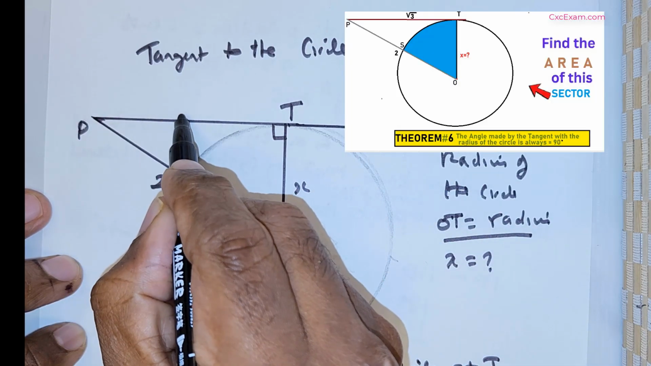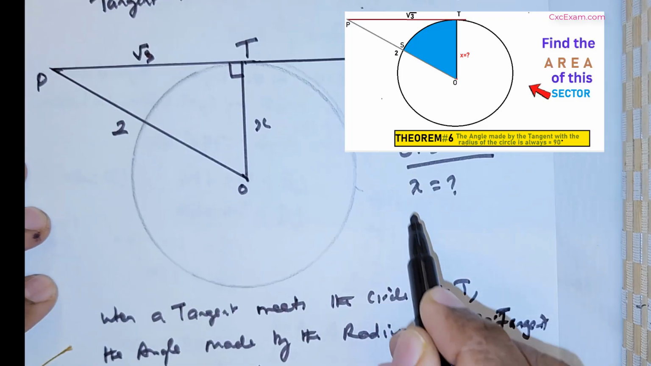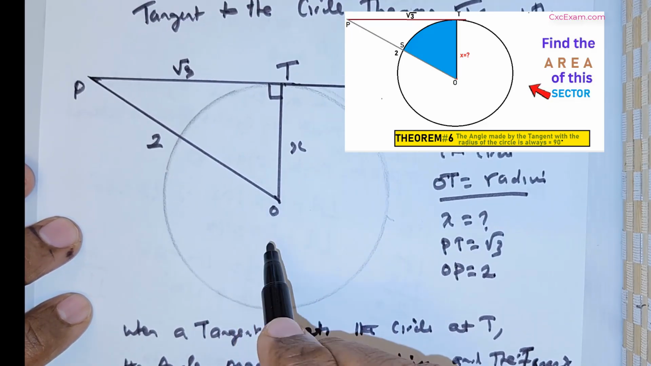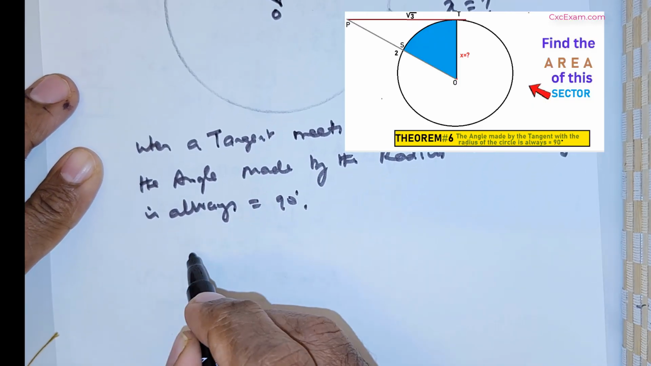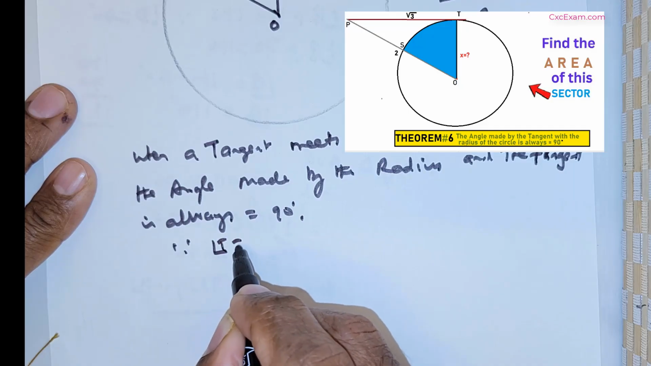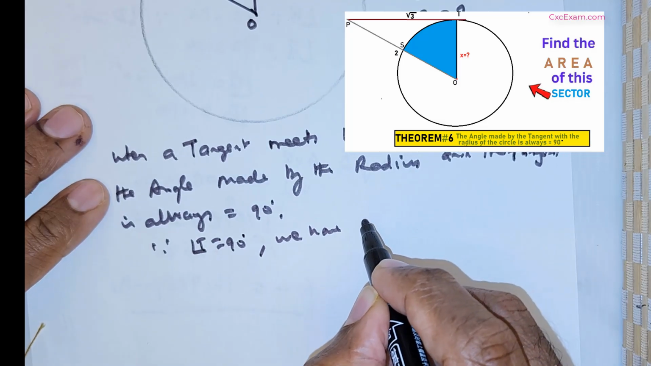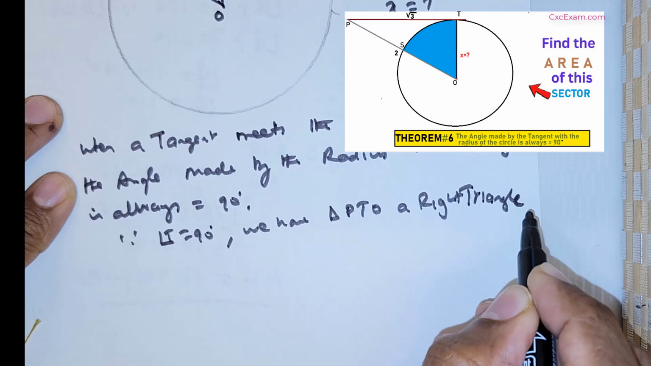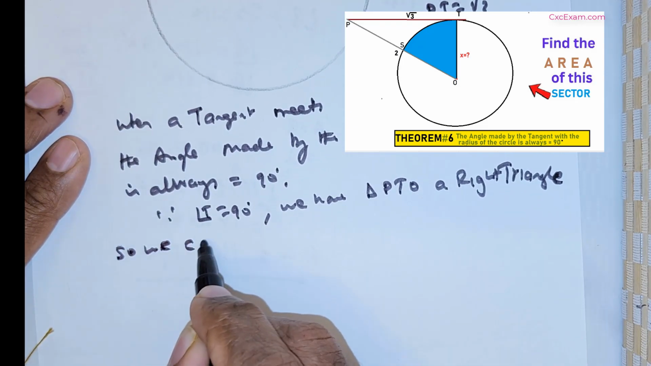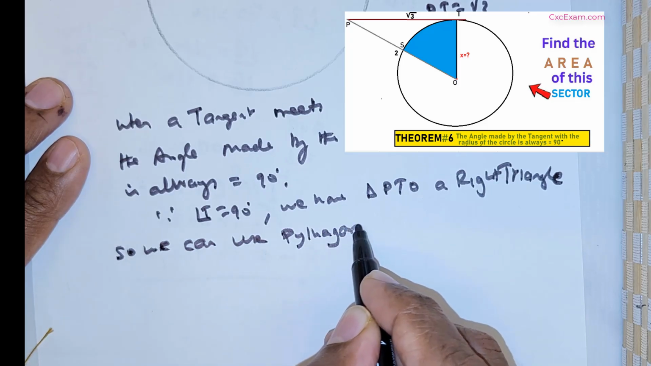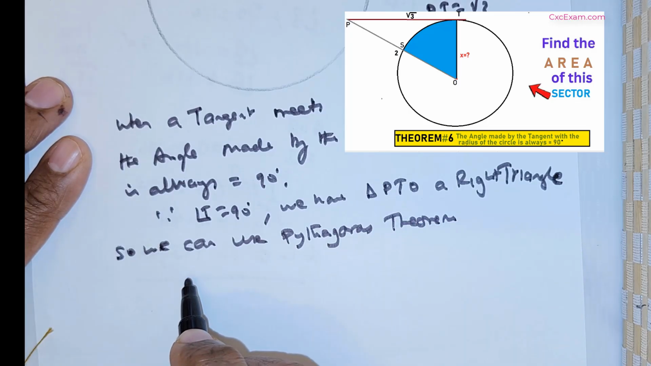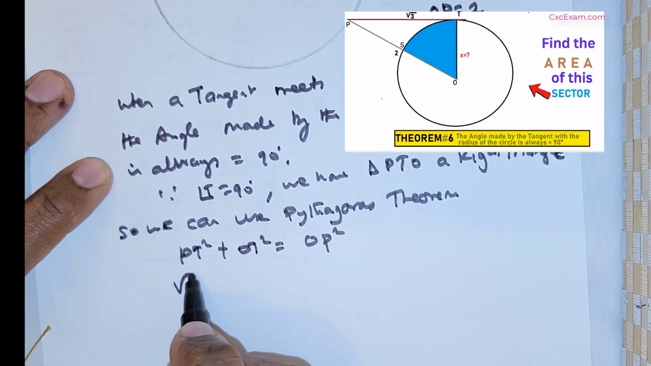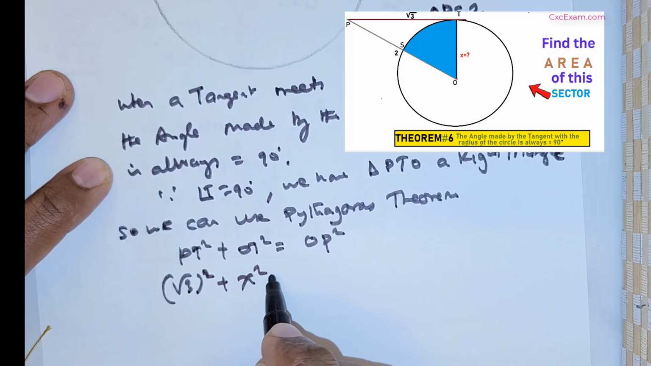Now for this question, we need to add one more parameter. I'm going to take PT to be root of 3, and OP to be 2 units. Now directly we can get the value of x. Since angle T is 90 degrees, we have triangle PTO, a right triangle. So we can use the Pythagoras theorem, which is PT squared plus OT squared is equal to OP squared. So PT squared is root of 3 squared, OT squared is x squared, OP squared is 2 squared.